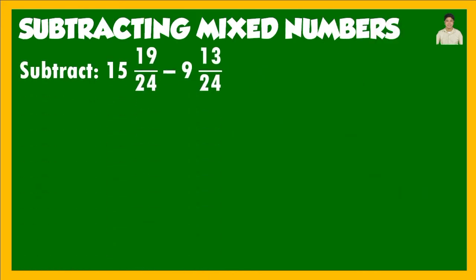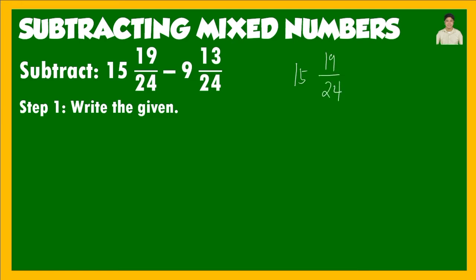So let's have subtracting mixed numbers. For subtraction of mixed numbers, let us have the following example: 15 and 19 over 24 minus 9 and 13 over 24. First step, write the given. So sulat lang po natin yung given. We have 15 and 19 over 24 minus 9 and 13 over 24.